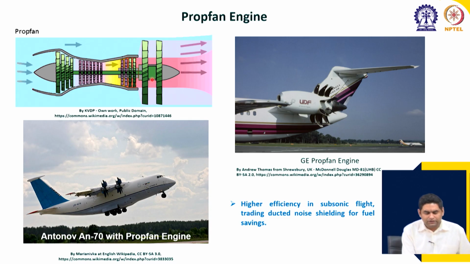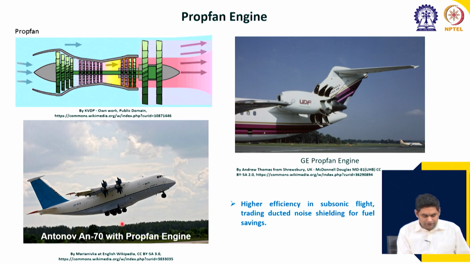All the other processes remain similar to those of the turboprop, because there is inlet air, then compression in the compressor, then high pressure compression, then expansion in the turbine, and then the low pressure turbine which is running the fans, or the unducted fans, you can say. So, this is an unducted type of engine, and there are some examples.